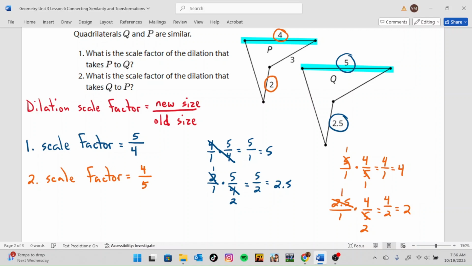So you can always check yourself and make sure that your scale factor works, but it's very simple. Pick two sides that are similar, and it is going to be the new size divided by the old size. And this allows you to go in both directions. If you still have any questions about this practice problem, please leave a comment below.